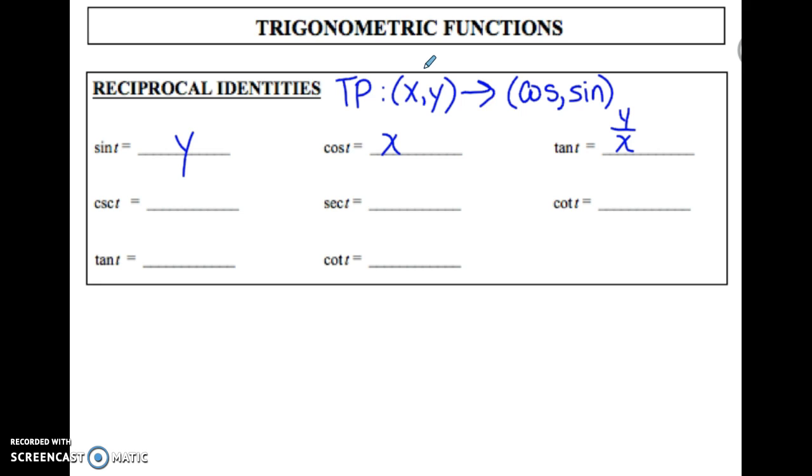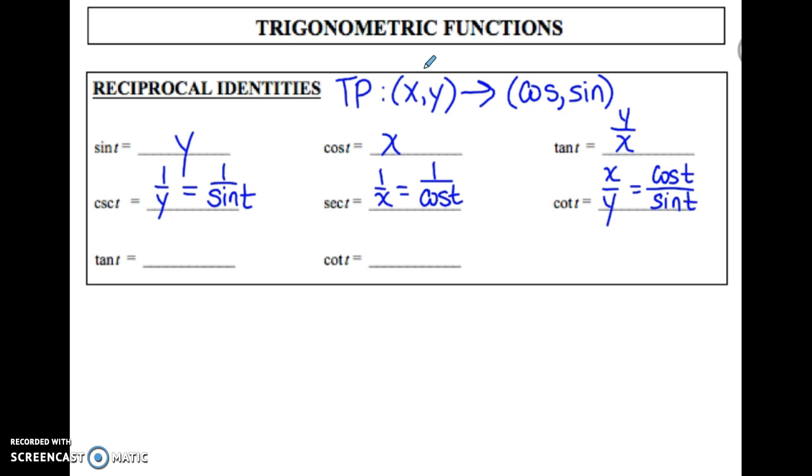Remember that cosecant is the reciprocal of sine. So cosecant is going to be 1 over y, which is 1 over sine of t. Secant is the reciprocal of cosine. That's going to be 1 over x, which is 1 over cosine of t. And cotangent is the reciprocal of tangent, which is going to be x over y. So that is equivalent to cosine of t over sine of t.